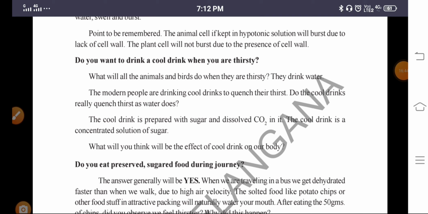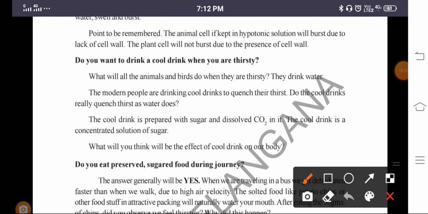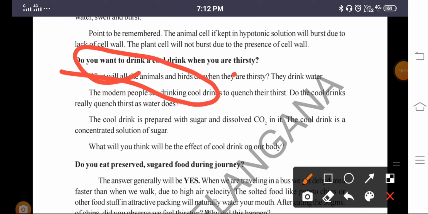Another important one: whenever we take spicy food or spicy drinks, immediately we get thirsty. Why? Because we have taken salt and highly concentrated food, so we prefer to drink water, which is low concentration. We are taking highly concentrated food, so we get thirsty. Whenever we take in the water, it will be equal. So this is also an example of osmosis.